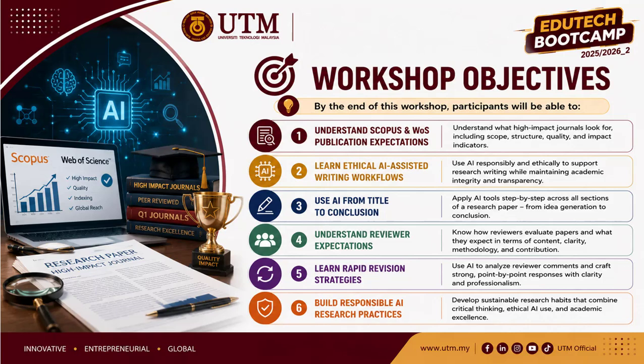The first objective is to understand Scopus and Web of Science publication expectations. We will understand what high impact factor journals look for, including their scope, structure, quality, and impact indicators. We need to understand very clearly what they demand from us as researchers, because good journals nowadays have a very clear policy on AI. So as a scholar, how can we publish in those highly reputed journals?